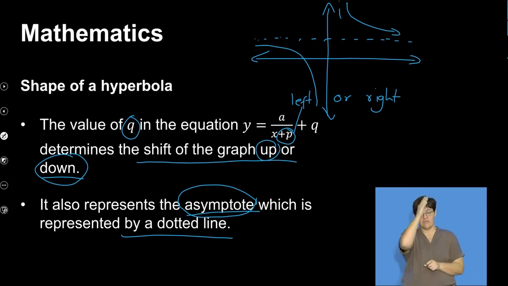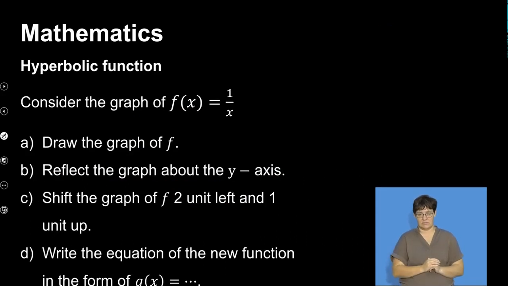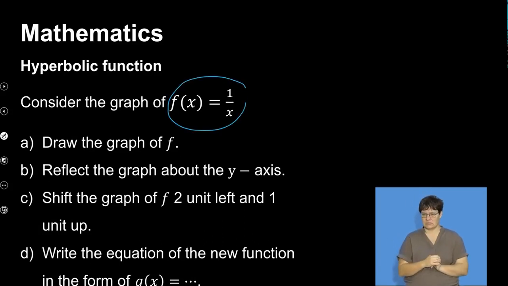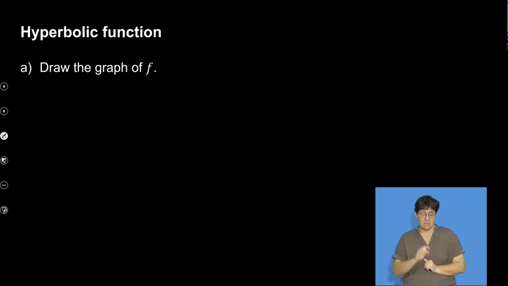So maybe it will be at that point there, and it will be represented the same way as the horizontal asymptote, using a dotted line. Now, just to have a specific example of where we see what this is all about, let's consider the graph f of x is equals to 1 over x. First thing I want us to do is to draw the graph.